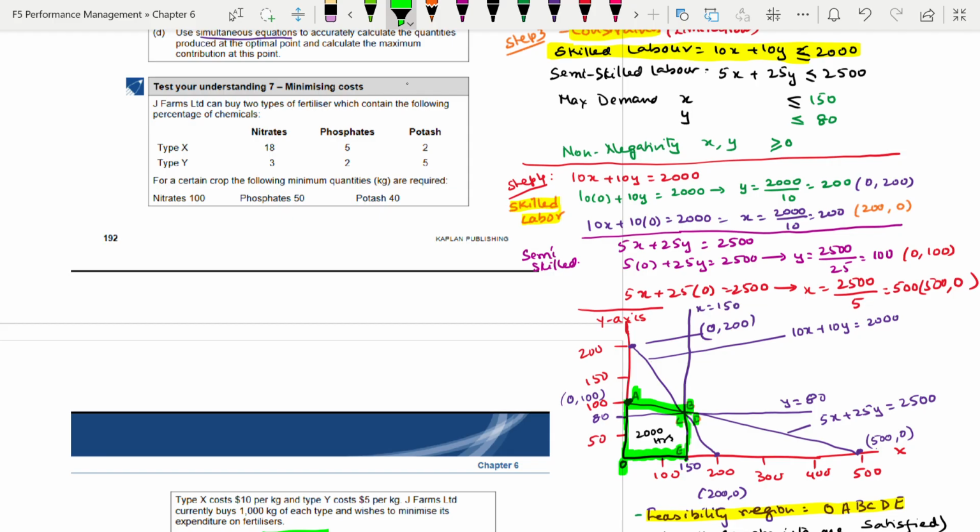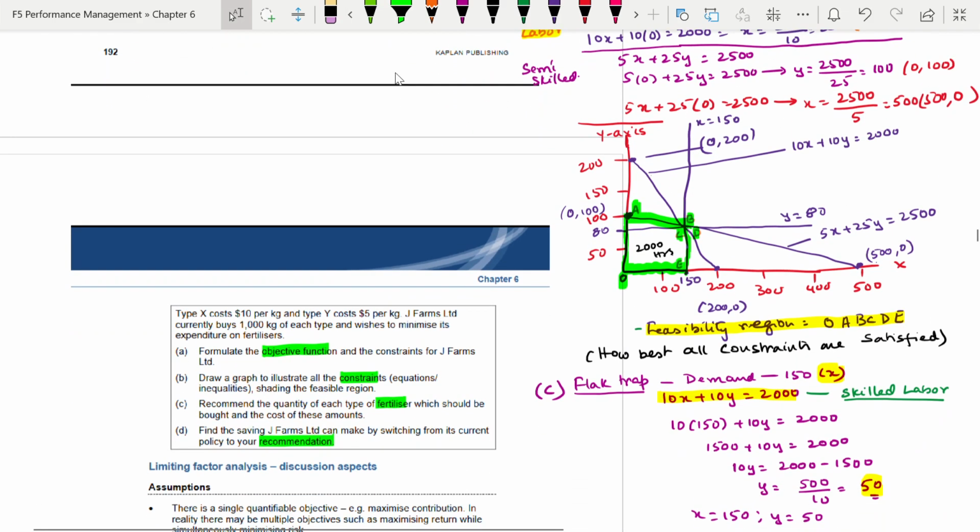Now, what they have said is that for a certain crop, the following minimum quantities are required: nitrates 100, 50, 150 and 40. Now, they say type X cost is 10 per kg, and type Y is 5 per kg. Here they are mentioning cost very clearly. When they say it is a cost, it is going to be the objective function.